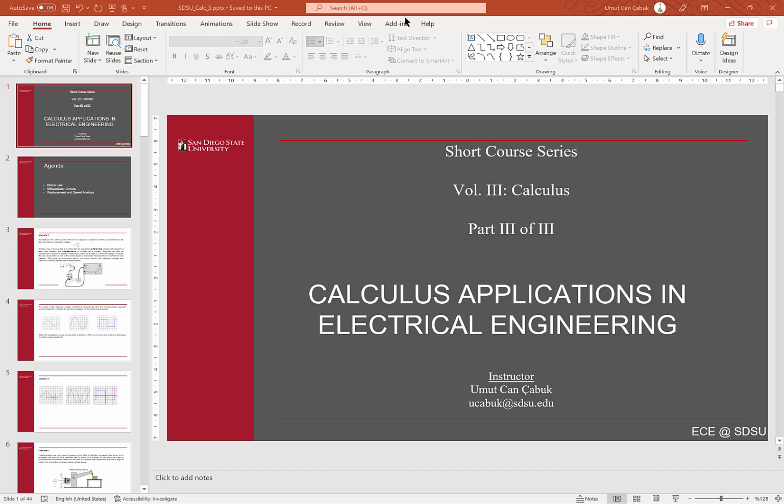In this last part, we will see how these topics of calculus are used in electrical engineering. So we will be seeing some applications of calculus. In fact, electrical engineering is all about calculus, so it is everywhere. In circuits, in signals, in digital design, analog design, automation and control, calculus is everywhere.